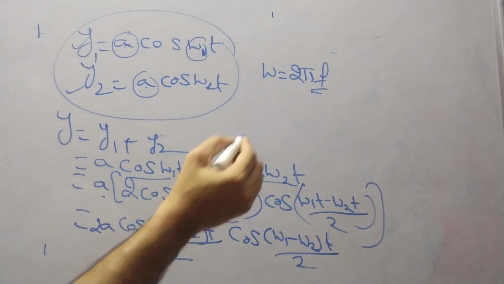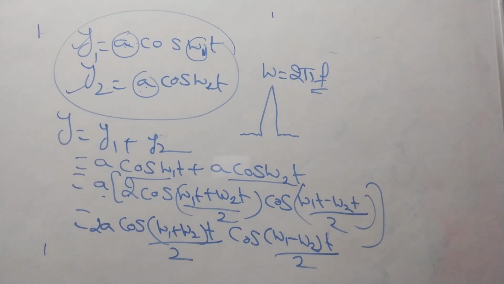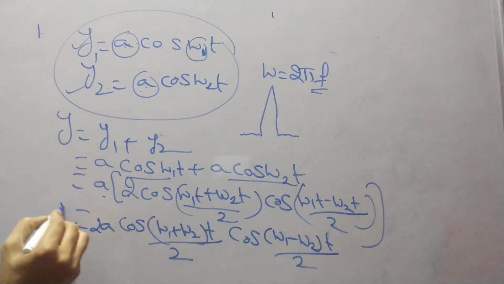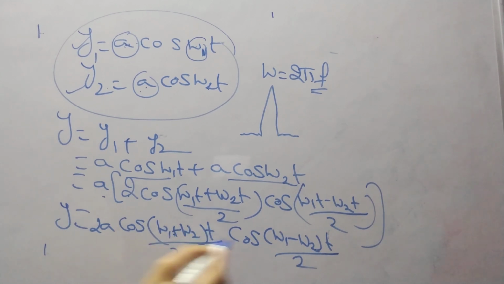Now for the beats, I have to find the minimum and maximum. For that, I have to look at this superimposed equation. This is maximum because the plus sign is there, and this one has the minus sign.